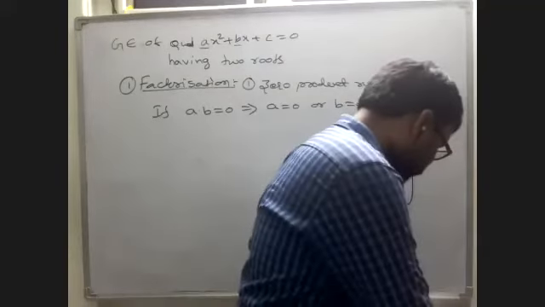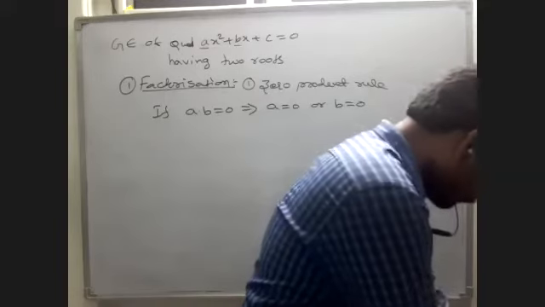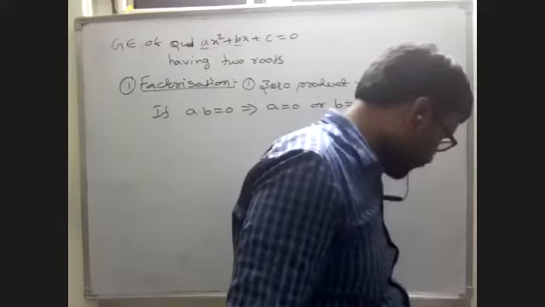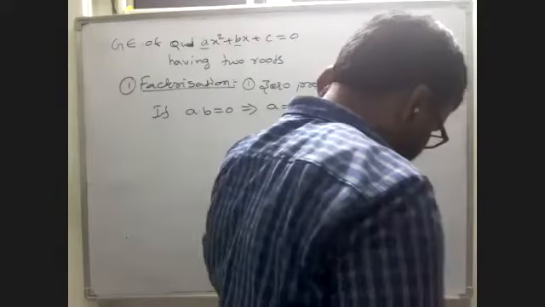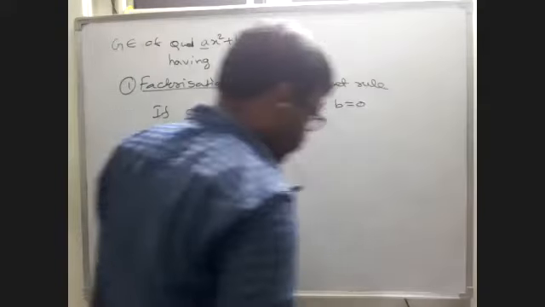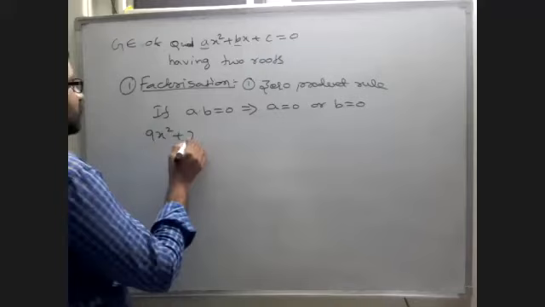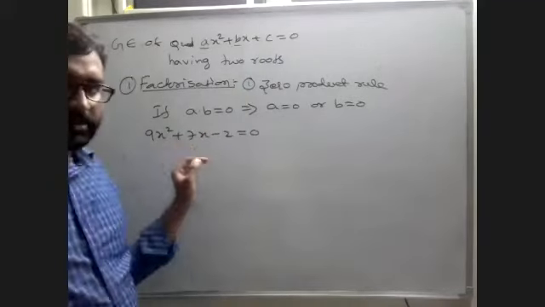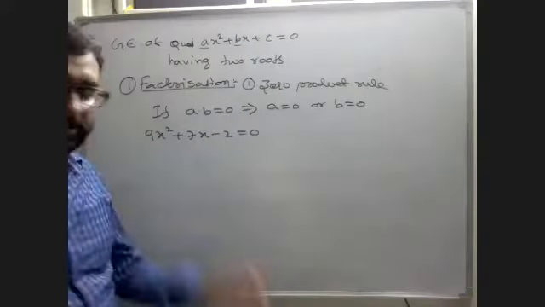Again, I am doing this one. Jibin, you have to copy this in order. Remember this, okay? Yes, sir. And the equation is 9x square plus 7x minus 2 equal to 0. And the question is, find the roots by factorization.